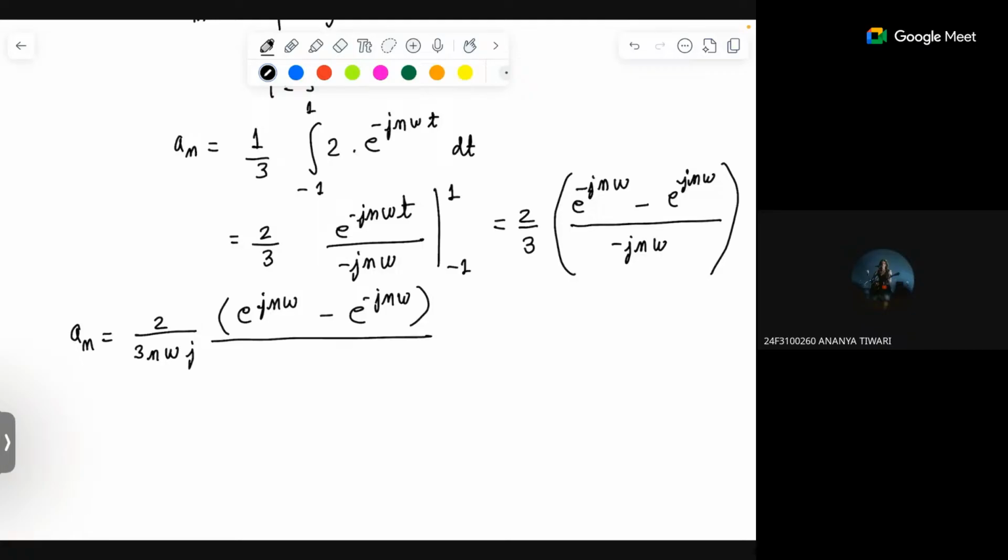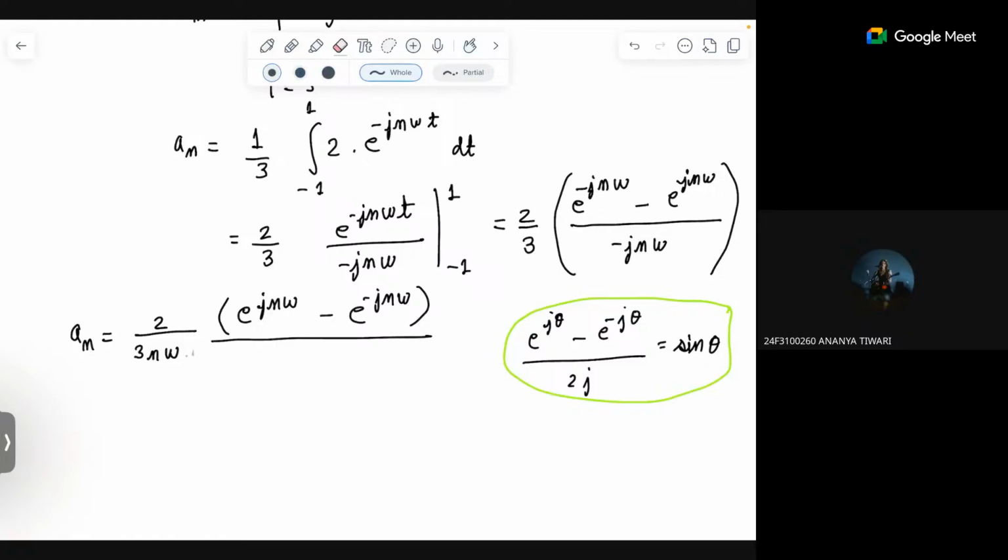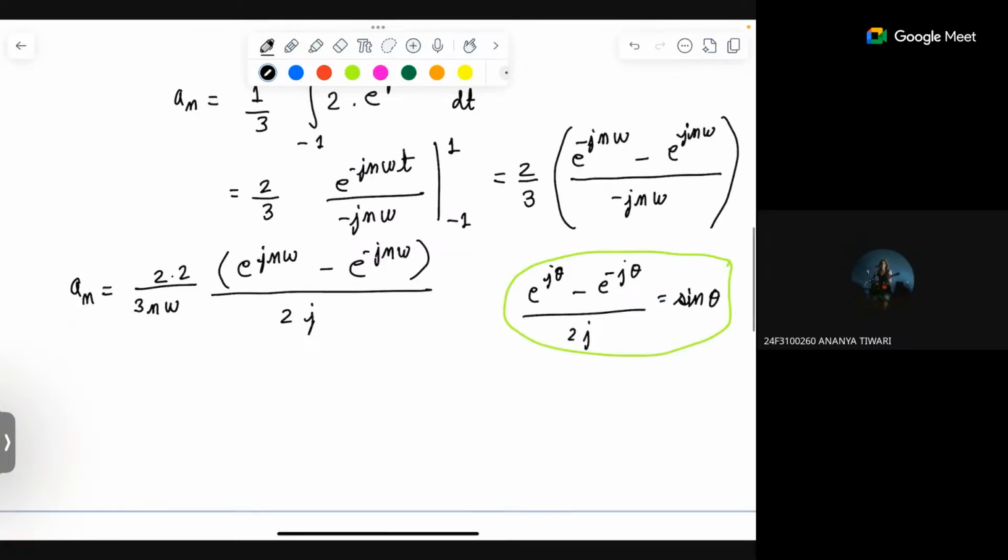Now I want to convert this to sine. So what I will do, this you know na, that sine theta is equal to e raised to the power of j theta minus e raised to the power of minus j theta by 2j. So this is what I will use here. So for that I need 2j. j is there, so I will bring it here. j multiplied by 2, so here also 2. So An is 4 upon 3 n omega sine of n omega.